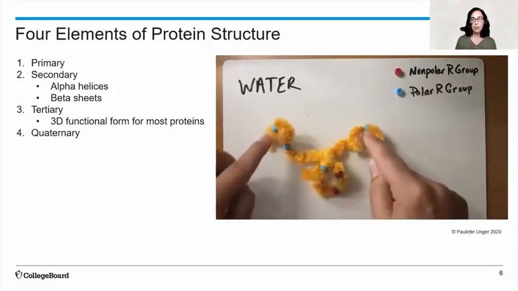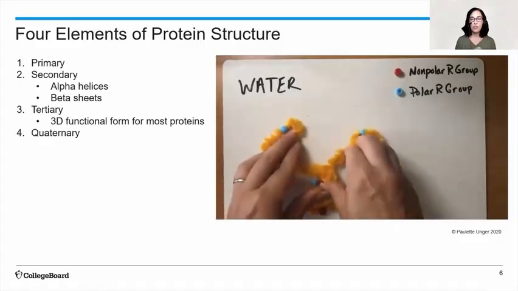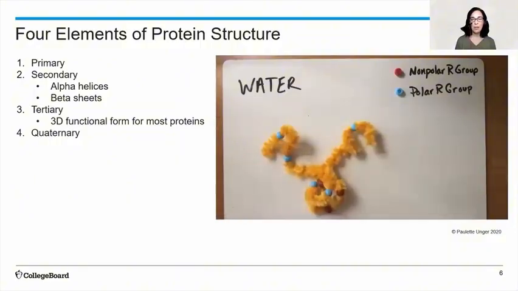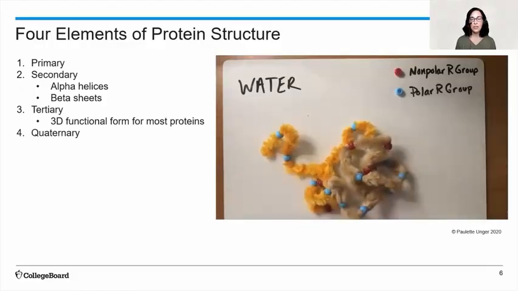If we want to model quaternary structure, then we need to have the interaction of two or more whole polypeptide chains. So here is an additional polypeptide chain interacting with our original one. So this would be quaternary structure.